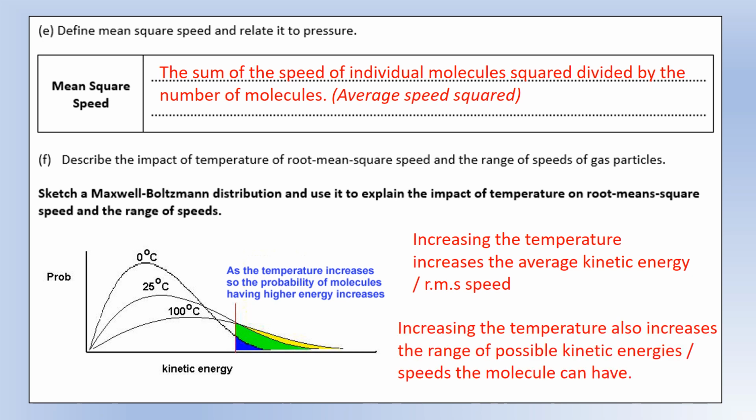We can also see that increasing the temperature also increases the range of possible speeds. So the maximum kinetic energy, if you like, gets much higher. So we have a much bigger range of possible values there.